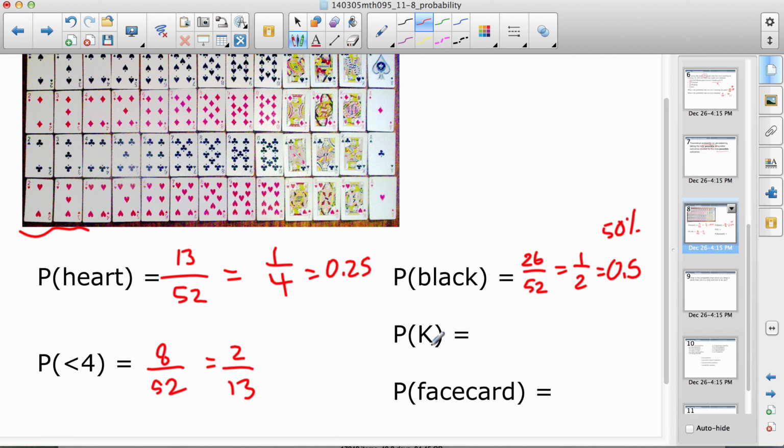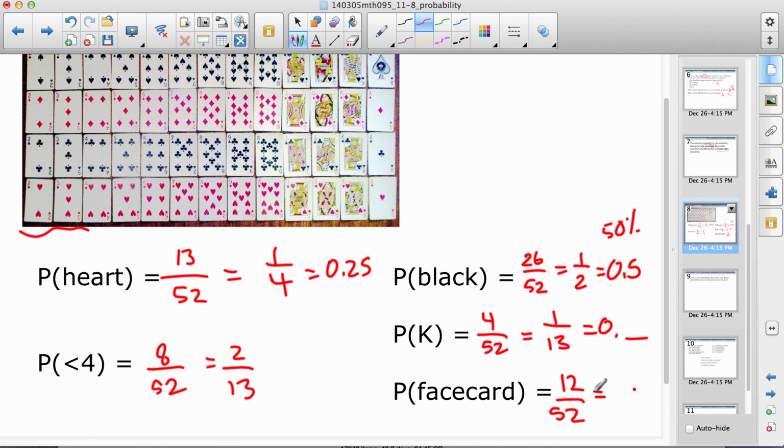Okay, what's the probability of getting a king? Well, there's 1, 2, 3, 4 kings. So it would be 4 out of 52, or 1 out of 13, or 0.08, whatever that comes out to. What's the probability of getting a face card? Well, there's 1, 2, 3 times 4, so there's 12 altogether. So 12 out of 52 cards, that would be your probability of getting a face card.